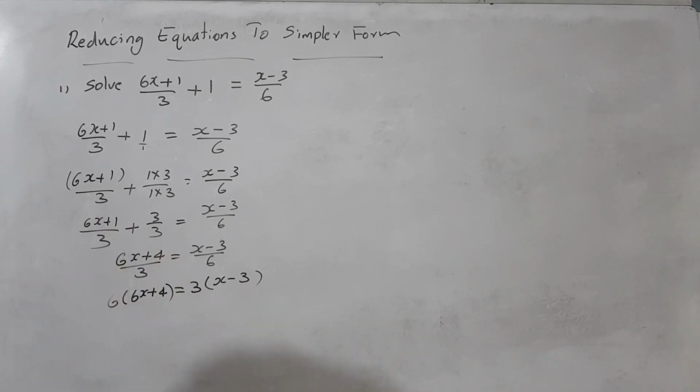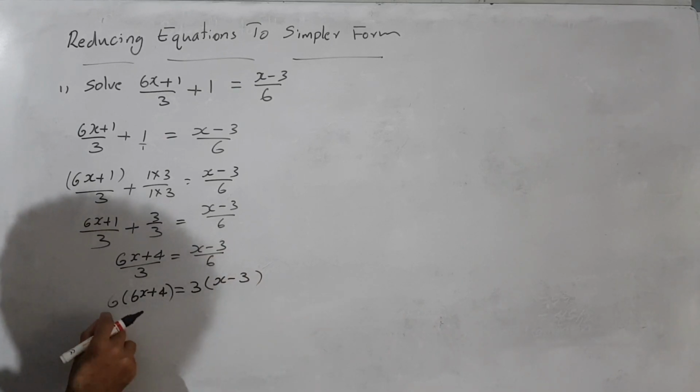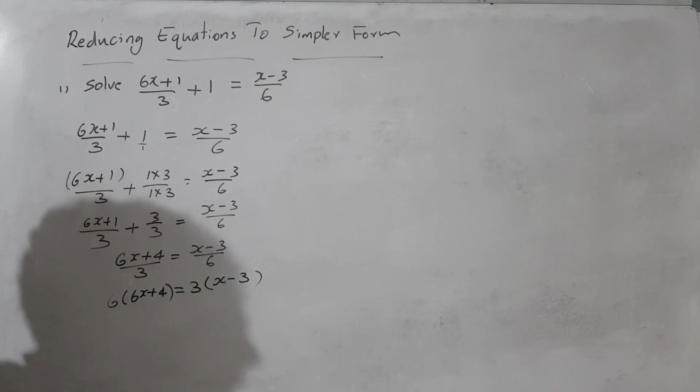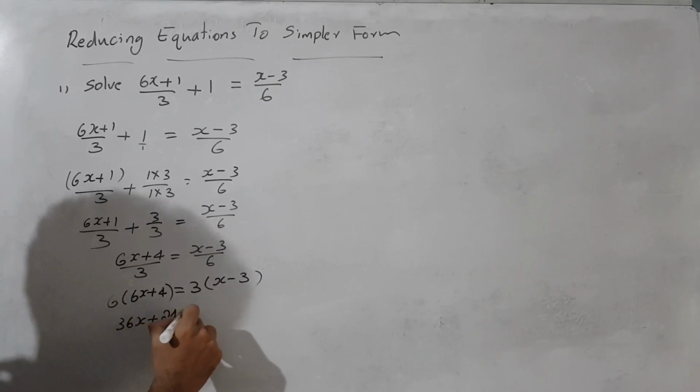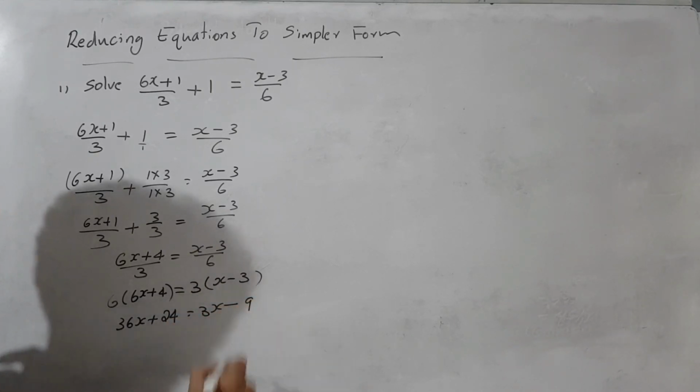Cross multiplication. Then what is next? The next step is to expand the bracket. Here it is multiplied commonly by 6, and here it is multiplied commonly by 3. Then expand the bracket. 6 into 6x, 36x, plus 6 into 4, 24, equals 3 into x, 3x, minus 9.